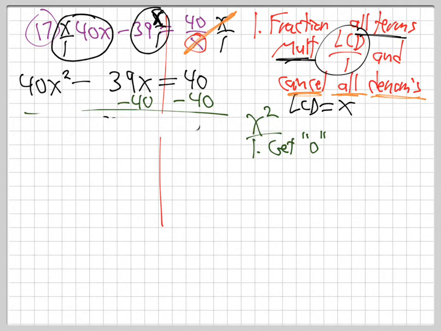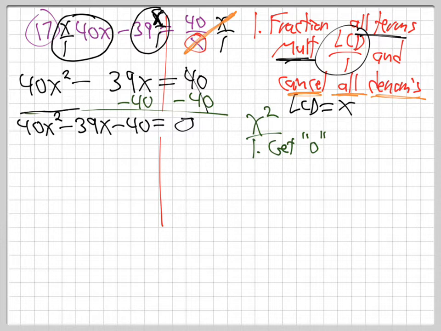Sorry, I didn't say that too well. Let's try again. 40x squared minus 39x minus 40 equals 0, because these cancel. Equals 0. Okay. Step 2. So we got a 0. Step 2 with x squared.